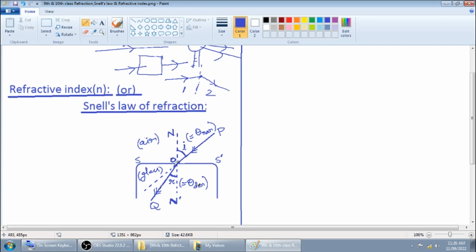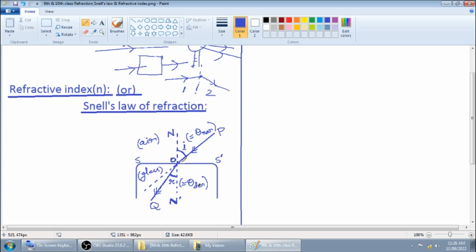Now this light ray is actually incident on the surface. Incident means falling. You have learnt in reflection, the previous topic, incident ray, reflected ray. Like that here also we are considering one such ray which is incident, falling on the surface SS dash. SS dash denotes the surface of the glass block or glass medium. So PO is the light ray which is incident on the surface SS dash of the glass block, exactly at the point O.